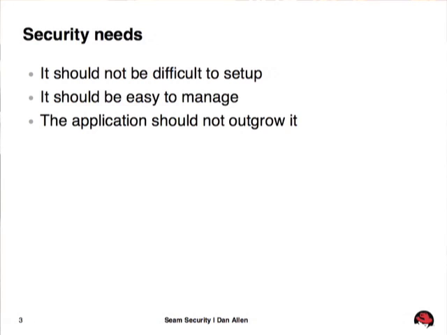They get in this bind where they say, you know, that's just too difficult. Let's just roll without it for now. So it needs to be easy to set up. It should be easy to manage. And finally, the application should not outgrow it. This is really important, and I feel oftentimes applications outgrow the standard security mechanisms in Java EE. So we're going to see how you can start simple, but you never get to the point where you've outgrown the model that SIEM's offering you.